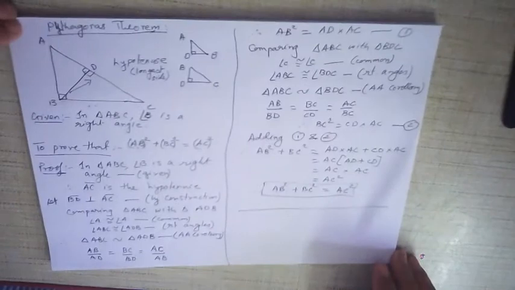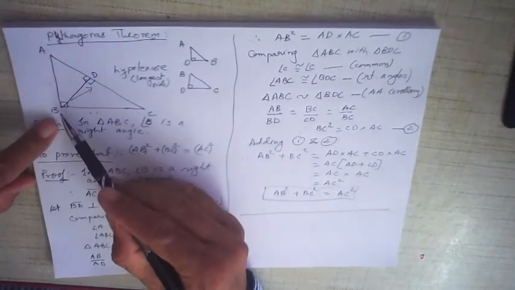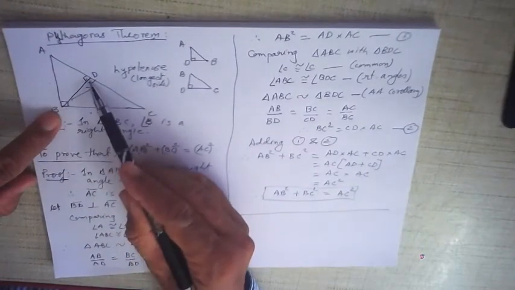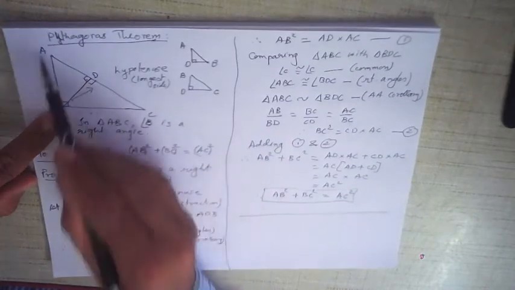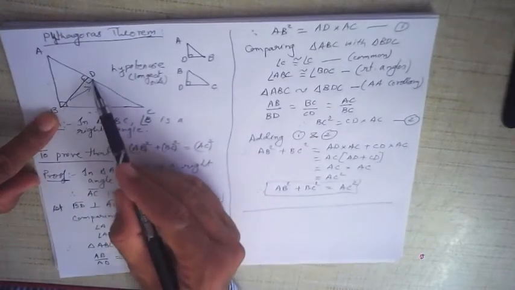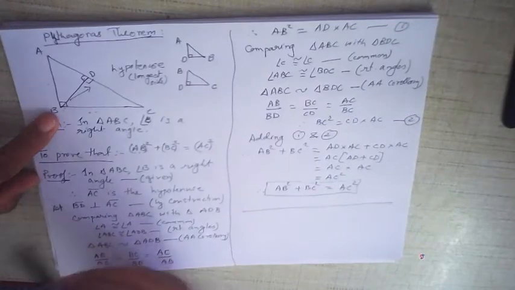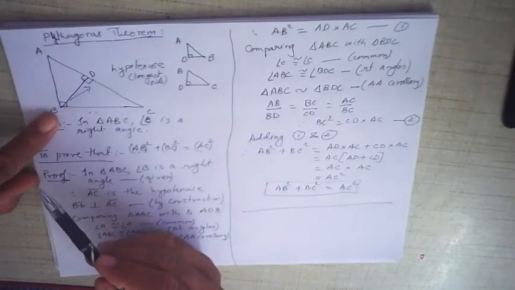Alright, now in this case, if you look carefully, what I have done is by construction, I have constructed BD, which is an altitude on AC. That means it is a right angle. This angle D is a right angle out there. BD is perpendicular to AC. It is called an altitude.